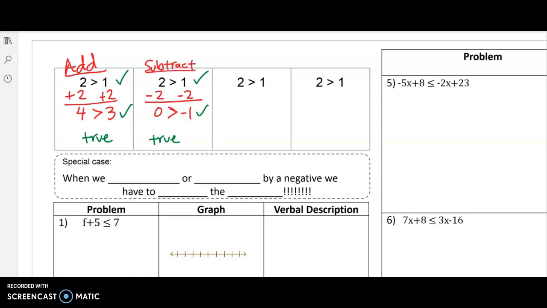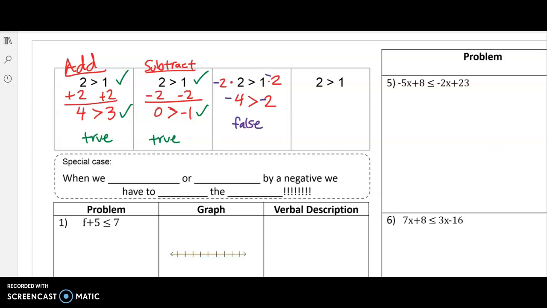But what happens when we multiply and divide? Let's find out. We're going to multiply both sides by negative 2. Well, we'll try 2 and then we'll try negative 2. Let's try 2, positive 2. So 4 is greater than 2. True story. But what if they were negative? What if I multiplied both sides by negative 2? We would get negative 4. Is negative 4 greater than negative 2? No, that's false. So to make it true, we would need to flip that inequality symbol, the greater than.